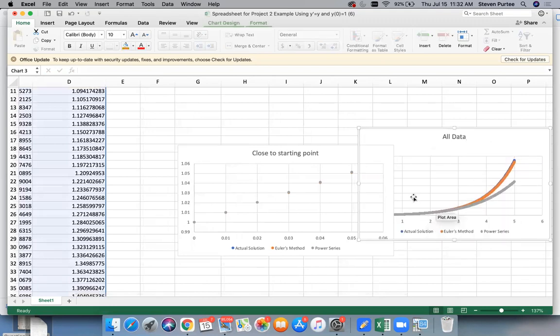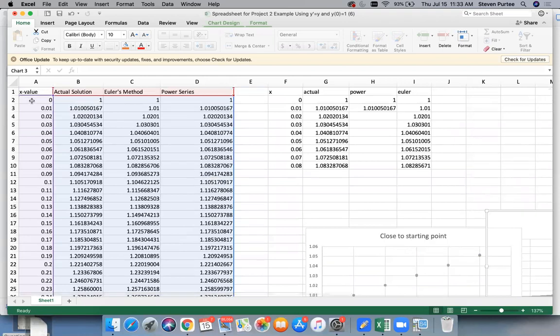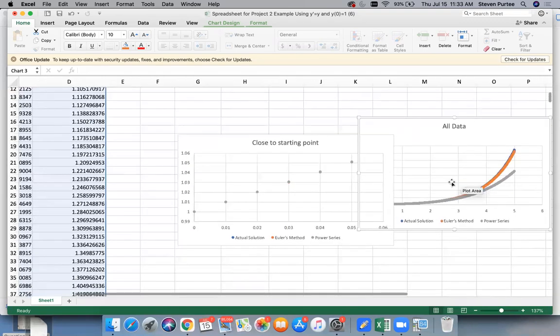So when you actually do the project, you're going to graph all three of them, both near, and near meaning near our starting point. In this case, our starting point was 0, 1. So just using a few points. And then graph all of them at some far distance so we can see them diverge.